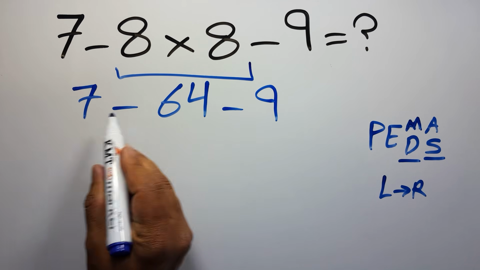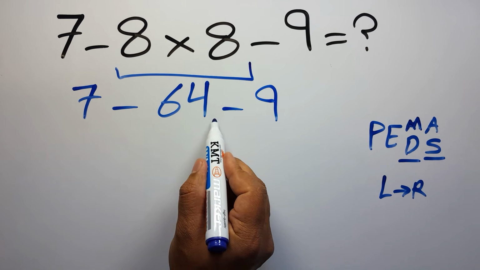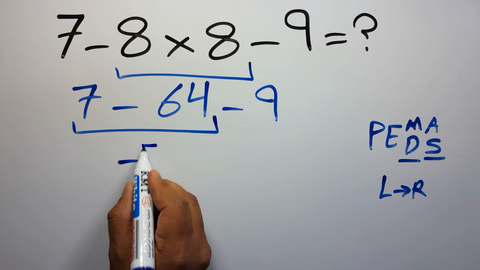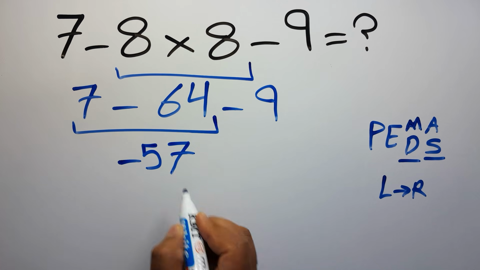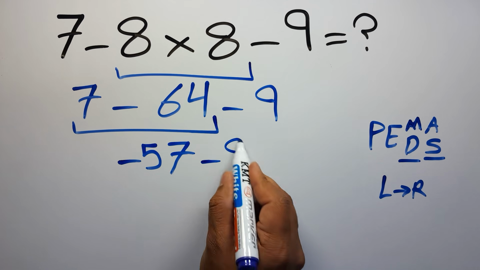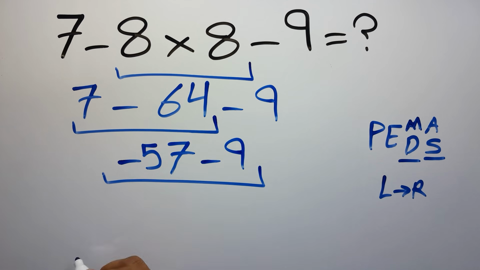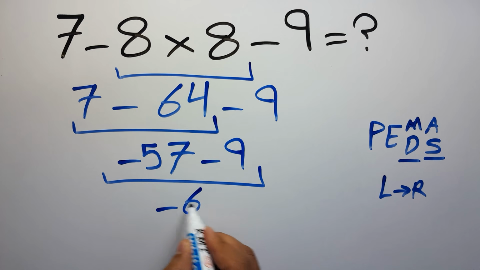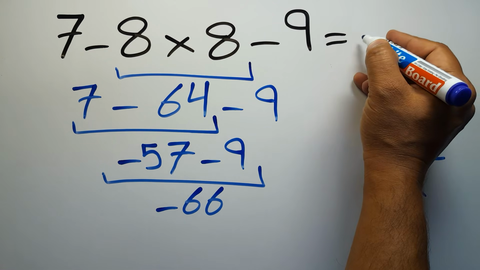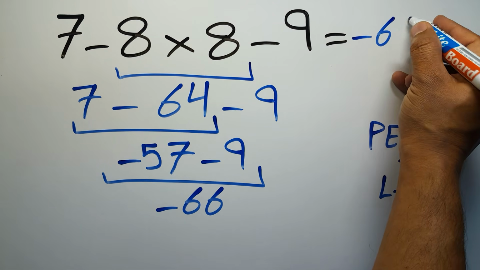First 7 minus 64, which equals negative 57. So negative 57 minus 9, which equals negative 66. And this is our final answer to this problem. The correct answer is negative 66.